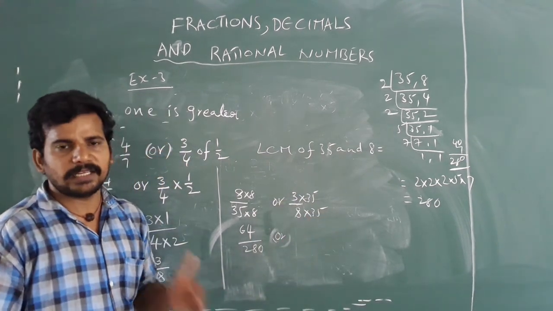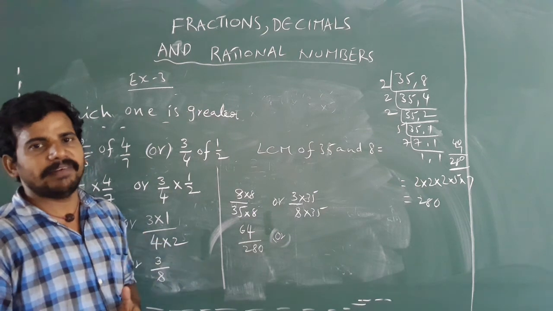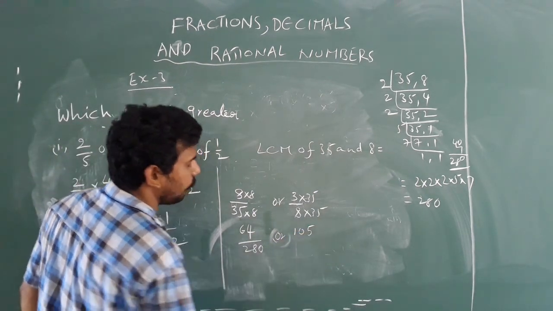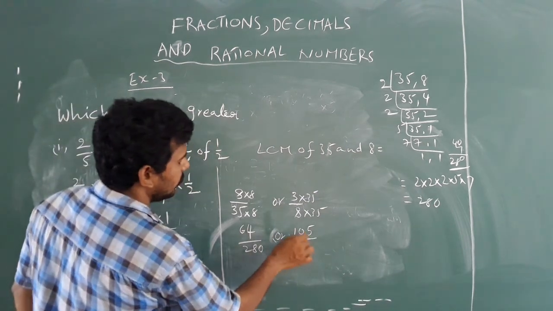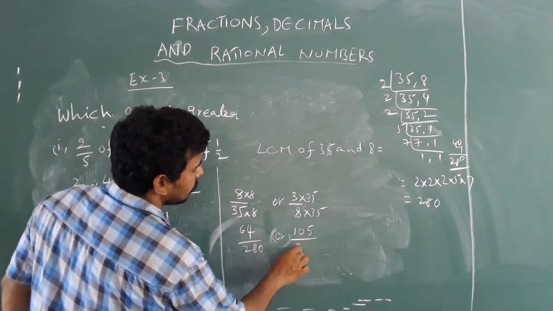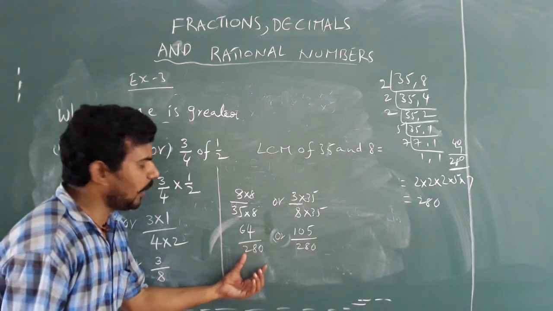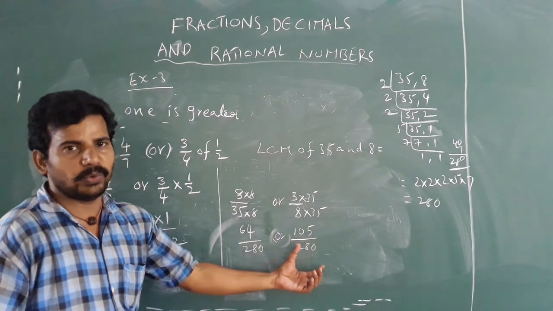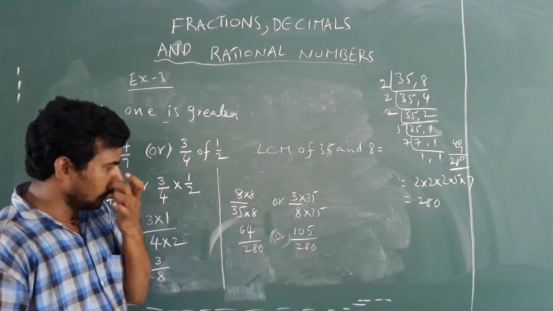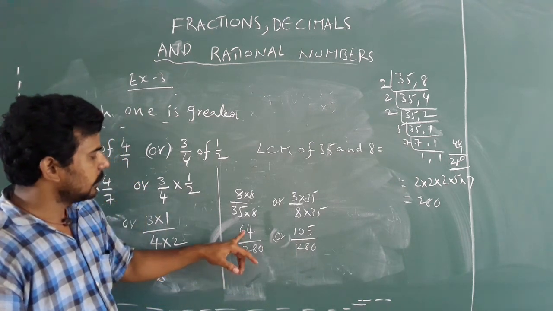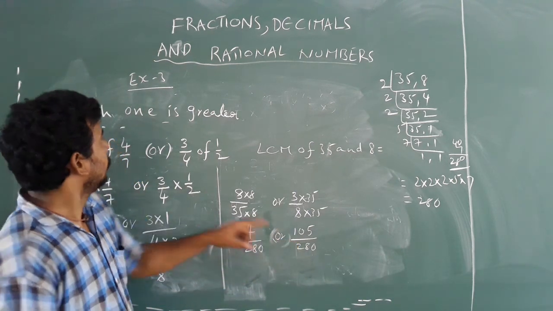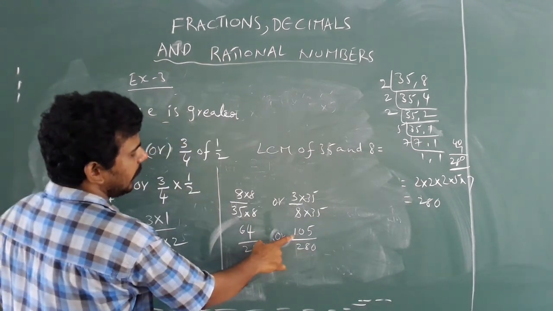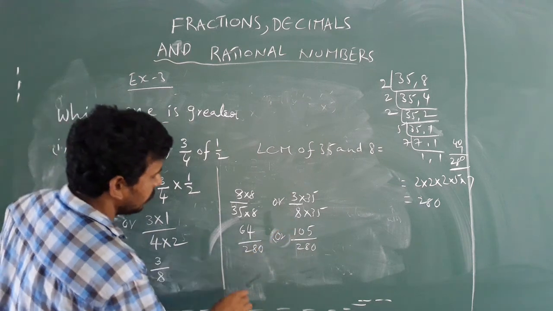Or 3 by 8, 3 35s: 35 1s are 35, 35 2s are 70, 35 3s are 105. How much, children? 105 by 8 into 35, what, children? 280. Now denominator, what, children? Here 280, here also 280. So denominators are same. Now take numerators 64, 105. Here asking which one is greater. So what is the greater, children? This is the greater.